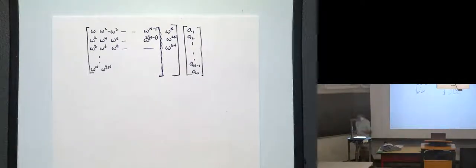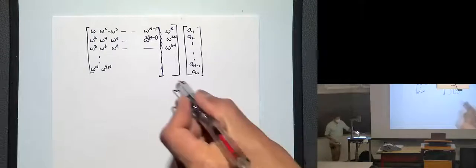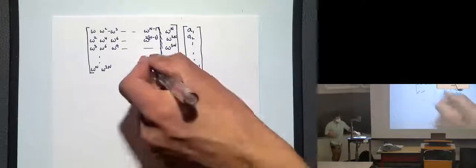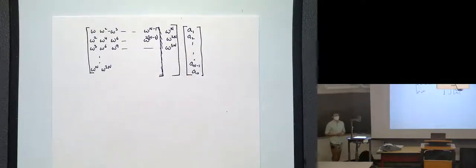Now, if you think about it naively, how many entries are in this matrix? N squared, capital N squared. If you were to simply write this matrix out, you're going to spend N squared, in which case you could have just multiplied the polynomials in the first place. So the point is, we are going to compute this product without actually writing out this matrix. We're going to very cleverly rearrange the matrix in such a way that we never write it explicitly, but we use symmetries of the roots of unity to be able to do it.